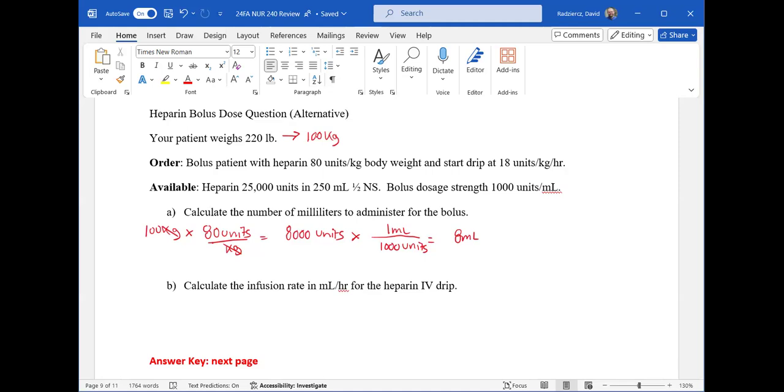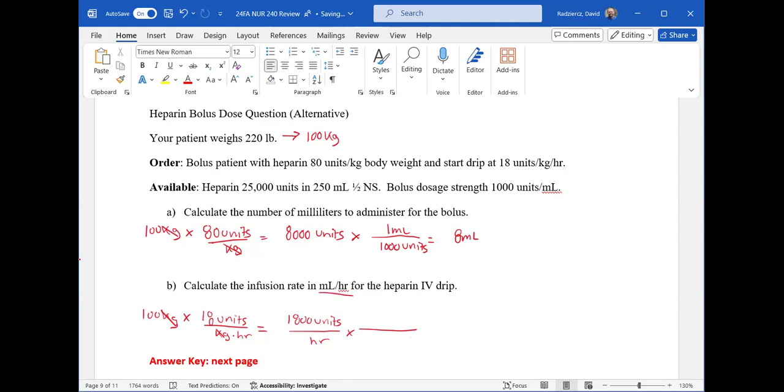Now, if I wanted to do the infusion rate, then I would just take the same patient weight, 100 kilograms. Now I'm going to multiply by the infusion rate, which is 18 units. And I'm just going to write it out like this, kilogram per hour. And then I'm going to get 1,800 units per hour. And again, I don't want units per hour. It tells me to look for milliliters per hour.